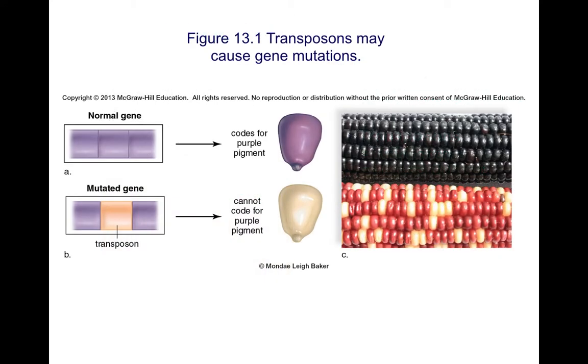And here we have one example of a gene mutation. And this would be due to a transposon. And from our previous slide we remember that it refers to a bit of DNA jumping about. And this can cause a change, for example, in the color of the corn pigment.